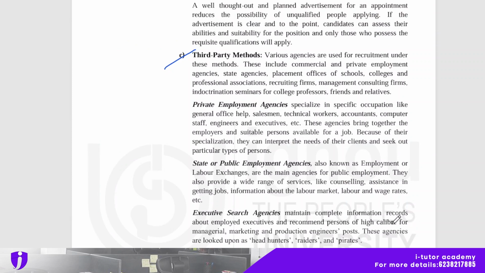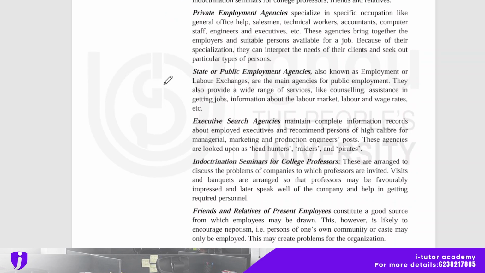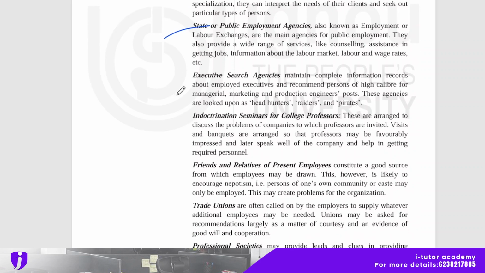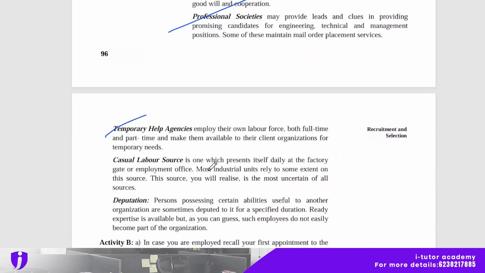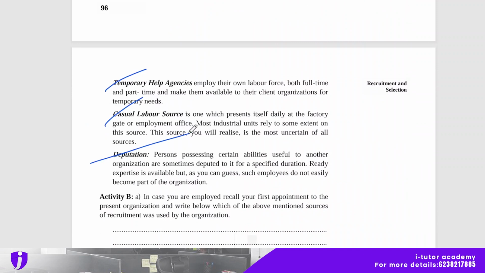Various agencies are used for recruitment under this method. These include commercial and private employment agencies, state agencies, placement offices of schools, colleges and professional associations, recruiting firms, management consulting firms, executive search agencies, indoctrination seminars for college professors, friends and relatives of present employees, trade unions, professional societies, temporary help agencies, casual labor sources, and deputation, etc.